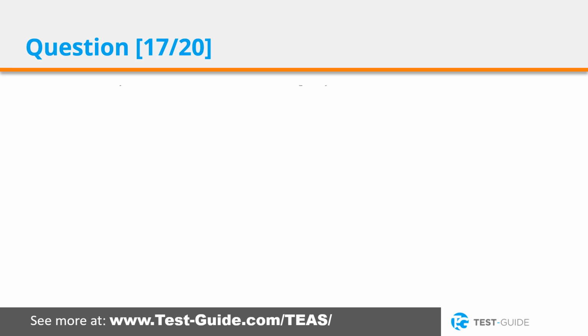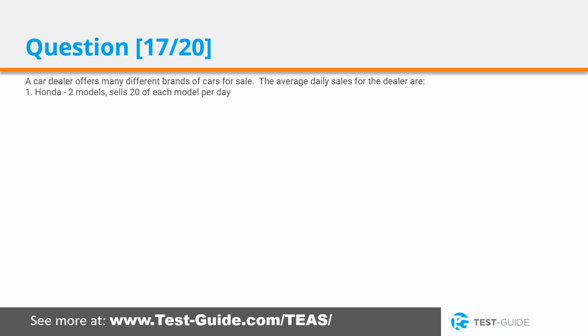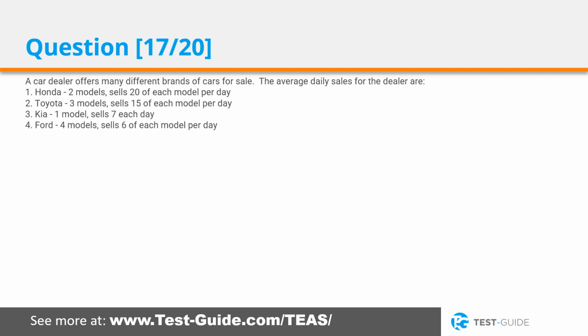Question 17. A car dealer offers many different brands of cars for sale. The average daily sales for the dealer are Honda, 2 models, sells 20 of each model per day. Toyota, 3 models, sells 15 of each model per day. Kia, 1 model, sells 7 each day. Ford, 4 models, sells 6 of each model per day. How many total cars are sold per day? 48, 29, 11.6, 116.